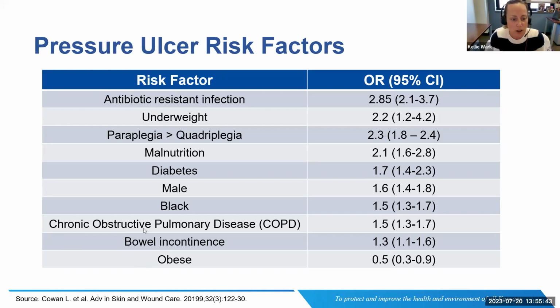But of course, malnutrition, a twofold increase, or odds ratio 2. Diabetes, also a significant risk factor. Underweight, of course, because they don't have the protection there, so they go on to develop that breakdown. And other risk factors such as being male, Black, having other chronic conditions like COPD, incontinence, and actually protective is obesity. Next slide.